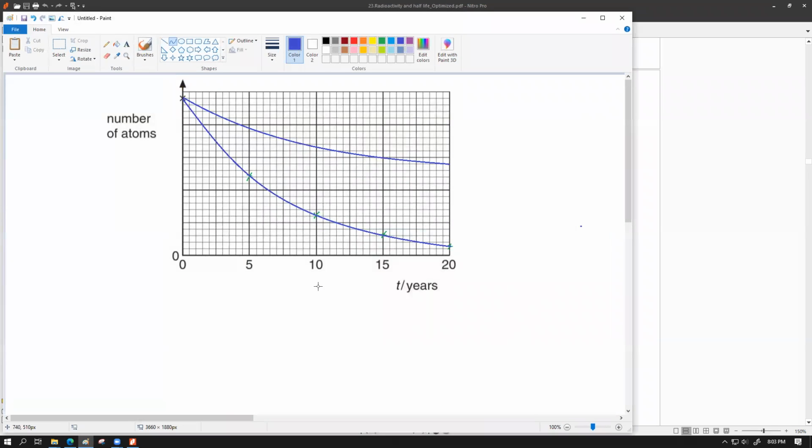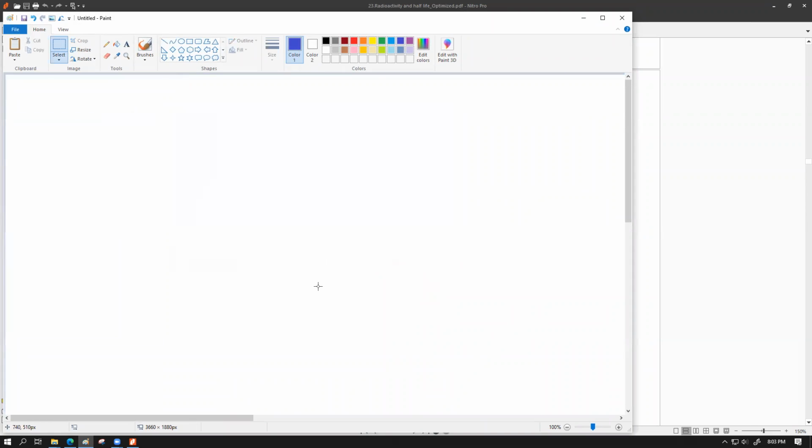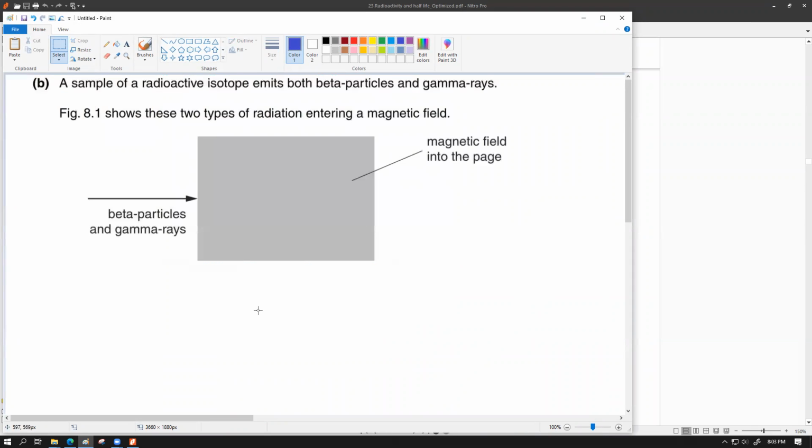That is, you want to make the gamma ray go in a straight line. Drawing a straight line is pretty straightforward. You just extend this line in a straight line, which is perfectly good, and you can label this as gamma.